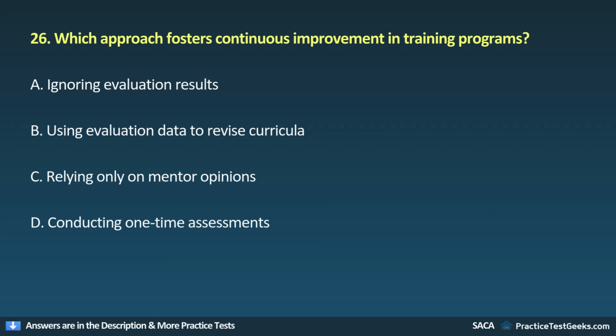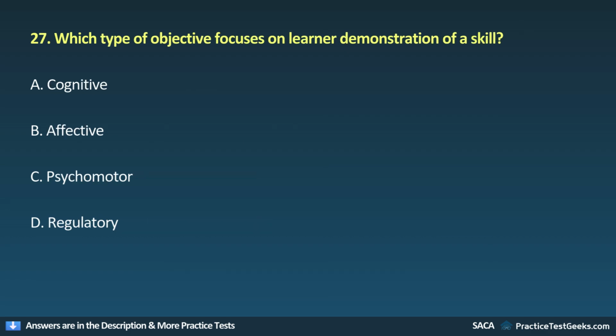26. Which approach fosters continuous improvement in training programs? A. Ignoring evaluation results. B. Using evaluation data to revise curricula. C. Relying only on mentor opinions. D. Conducting one-time assessments.